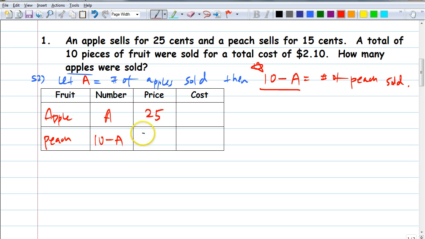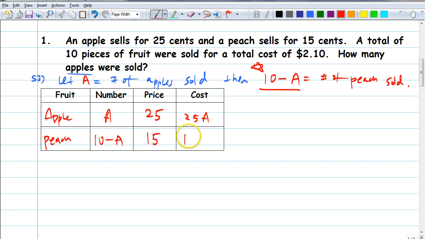And what about peach? How much were peaches? 15. Okay, then just the apple. How much was the cost for just the apple? Yeah. 25A is correct. What about for the peach? Raise your hand. Okay, one person thinks. Aiden, what do you think? What's the cost for peach? If we had 10 minus A of them, and each of these peaches costs 15 cents, 15 times 10 minus A. Okay, yeah, you don't have to multiply that out in your head right now.